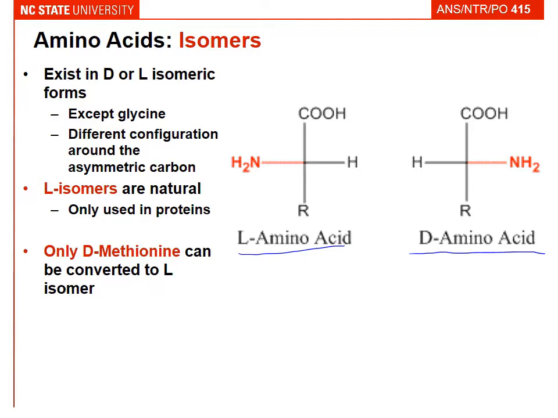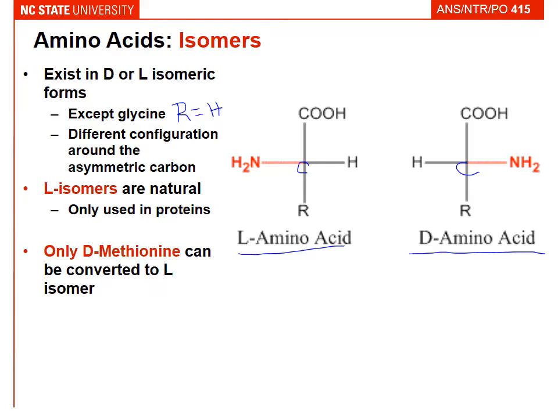And glycine is the exception because the R group is a hydrogen. So they are not going to have this mirror image. This isomer is all depending on the configuration around the asymmetric carbon. So our asymmetric carbon is in the center here.